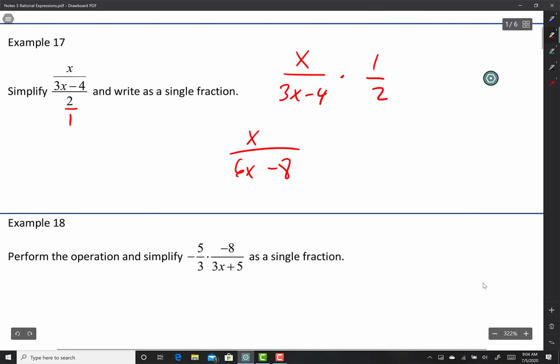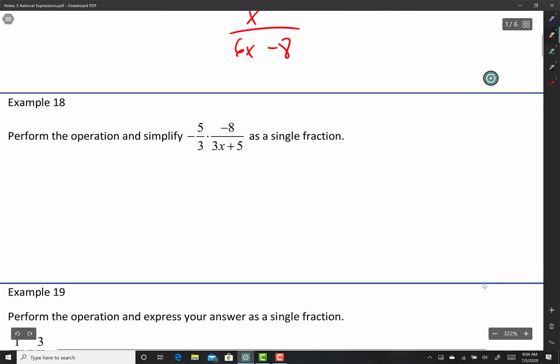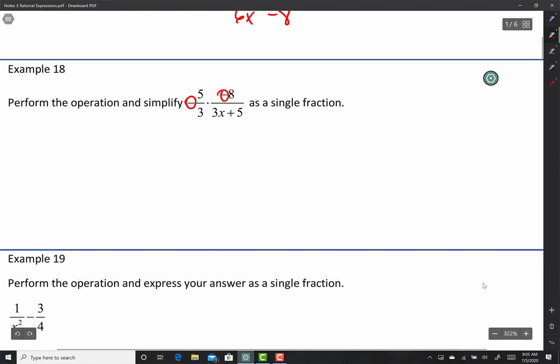And that's it. It says perform the operation and simplify as a single fraction. So I see negative times a negative. So negative times a negative is a... That's right. It's a positive. Way to go. Guys, I'm kidding. I can't hear you all. All right, anyways, let's continue here.